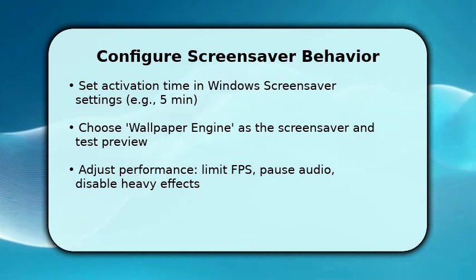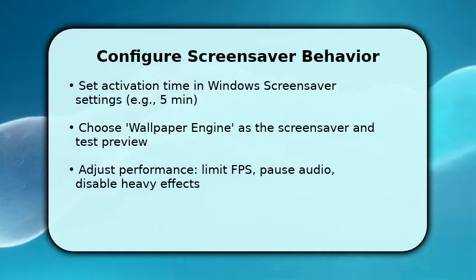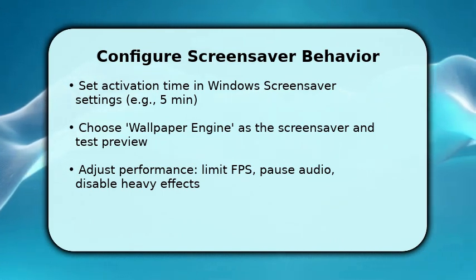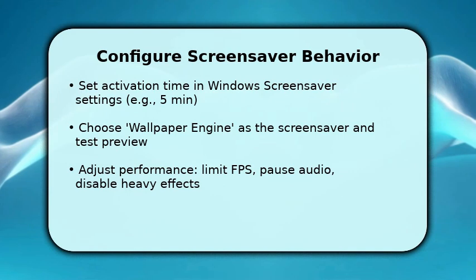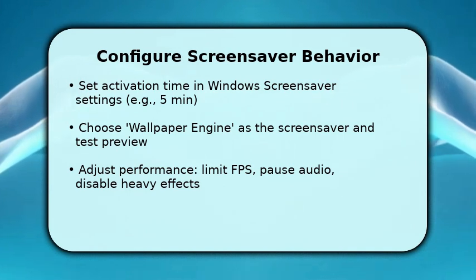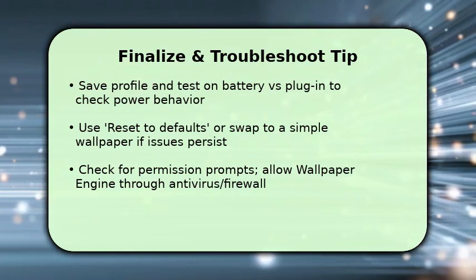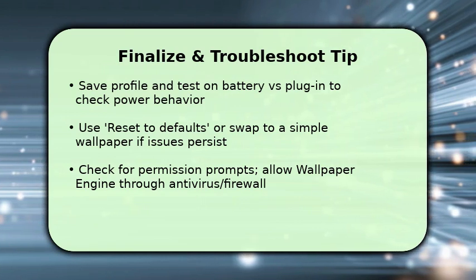Back in Wallpaper Engine, pick the specific scene and open its properties. Lower FPS and pause audio if you want quieter, lighter performance. Once done, preview the screensaver to confirm animations and transitions run smoothly and that your GPU/CPU usage stays within acceptable limits. Finish by saving your Wallpaper Engine profile and testing the screensaver under real conditions.